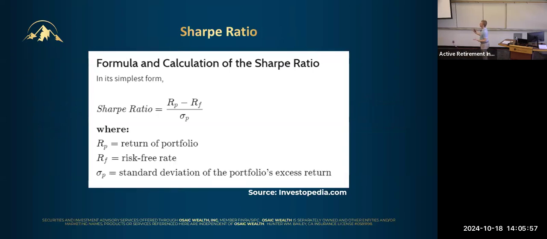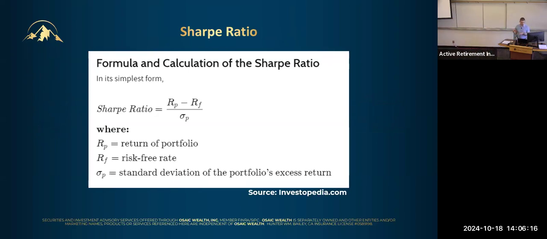So here's how Sharpe ratio is calculated. It's super simple. You take the return of the portfolio, subtract the risk-free rate, and then you divide it by the standard deviation of the portfolio's excess returns, the extra on top. And then that gives you an idea of the risk-adjusted return.